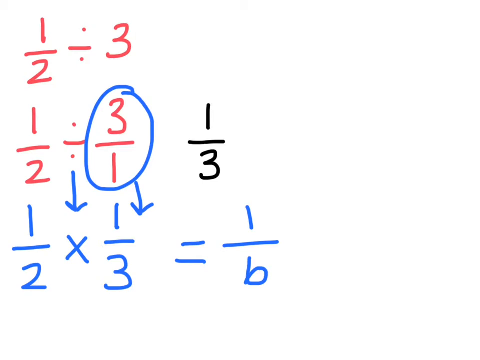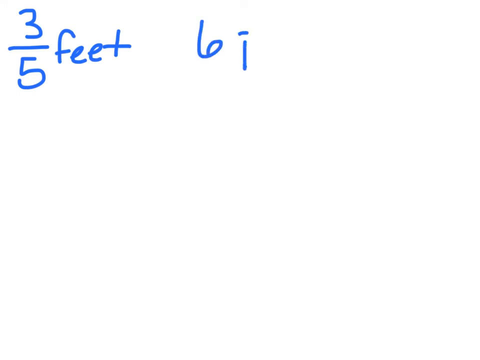Let's work through another example now that we've seen all 3 possible methods. Let's work through another word problem. A roll of wire, 3/5 feet long, is cut into 6 equal pieces. How long is each piece?